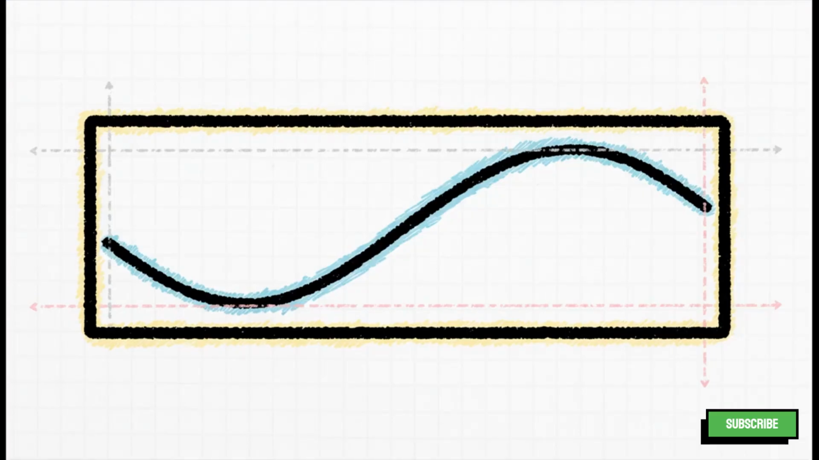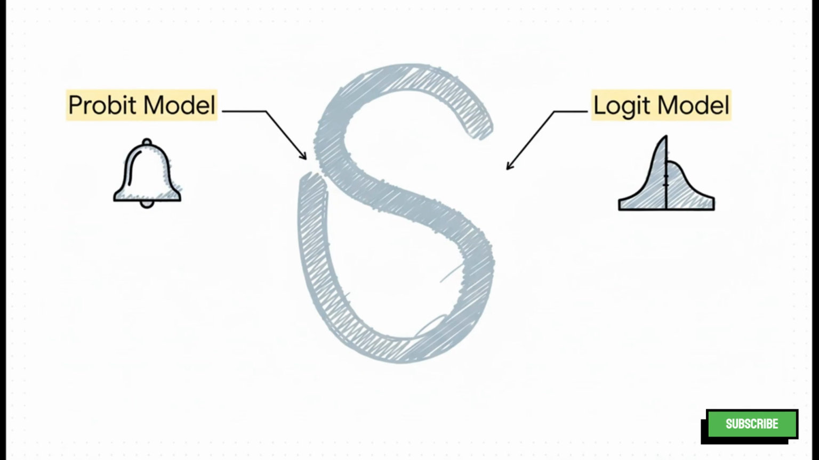What we're looking for is a model that's basically hardwired to respect the rules of probability. We need a curve that's guaranteed by its very math to live between 0 and 1, so it can never give us a crazy answer like 110%. And that's where two heroes enter the story, the Probit and Logit models. Now, don't let the names intimidate you. The math behind them is a bit much, but the core idea is actually really simple.